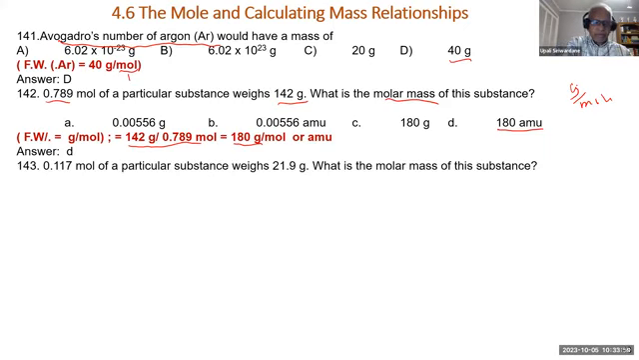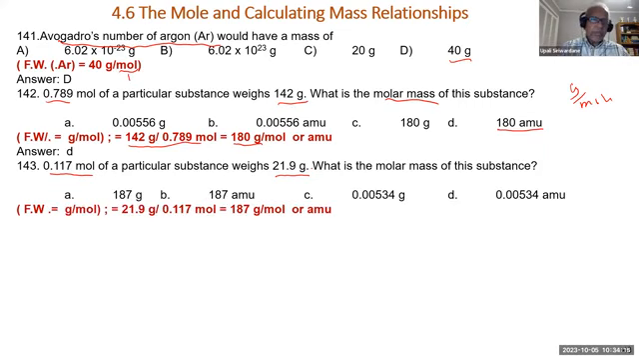In the next problem, 0.117 moles of a particular substance have 21.9 grams. Again, grams divided by moles. So this is 21.9 grams. You pick up the 21.9 here. And 0.117 is the number of moles you picked up from here. It's 187. Again, this is a choice only given in AMU. Therefore, correct answer is B.